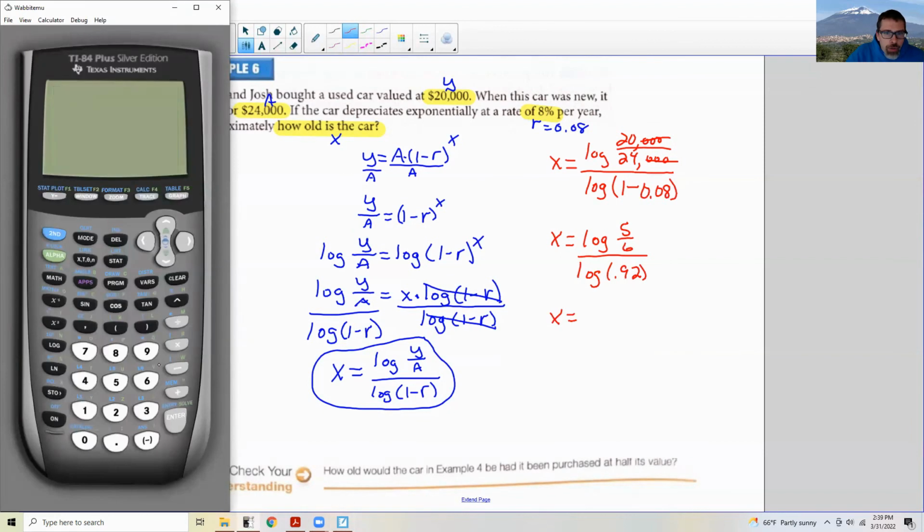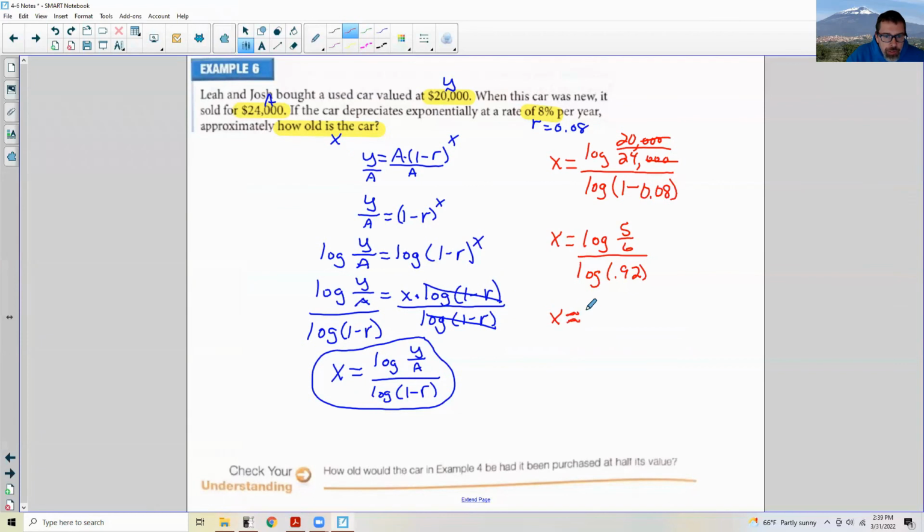So we go the log. Where's my log button? Right here. The log of 5 divided by 6 and hit enter. Divided by parentheses log 0.92 and hit enter. And I got approximately 2.187. Okay, so that's going to be approximately 2.187 years, or about 2.2 years.